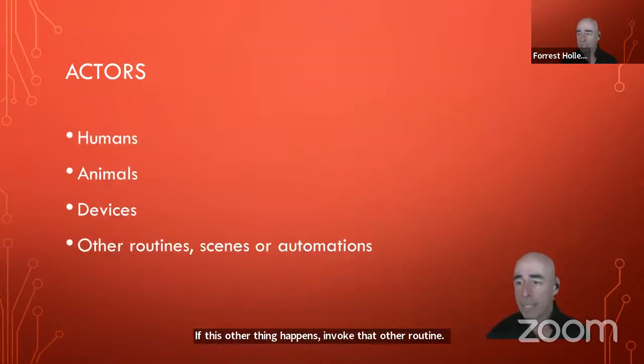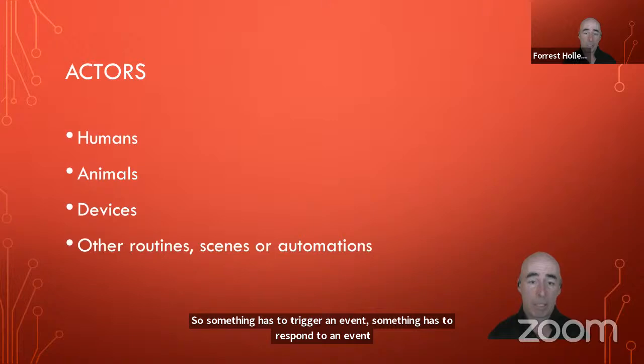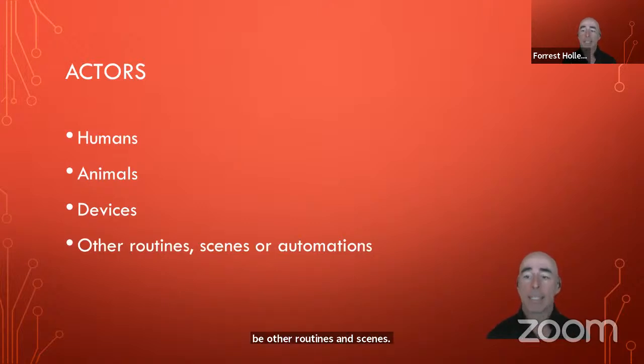So actors are the third component of a routine. So something has to trigger an event, something has to respond to an event, and it can be humans, it could be animals, it could be devices, and it could be other routines and scenes. So it's just what is actually happening in this set of actions. So let's look at what a scene is.